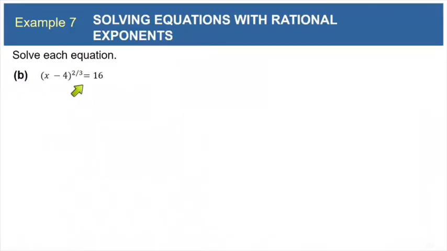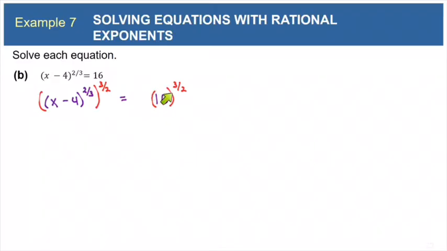Here is a similar equation, same type of equation, but notice that this time instead of just the variable being raised to a power, we have a variable expression. But we still will solve it by the same method. So what we want to do is eliminate this exponent. So we will raise both sides of this equation to the reciprocal power. So that means raising both sides to the 3/2 power.